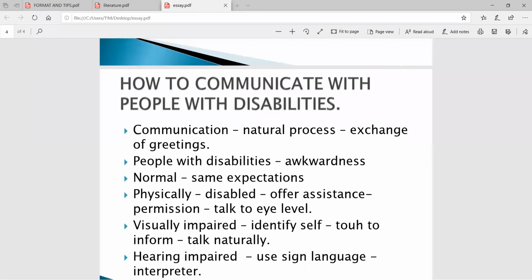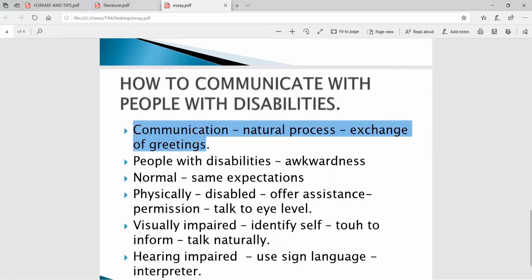If we are normal people, we can just talk to other people in a normal way. But sometimes we tend to hold ourselves back. We don't want to talk to people who have problems because we fear they won't understand, or we don't understand how to talk to them. Okay, so this essay is going to teach you how to communicate with people with disabilities. So let's look at the points.